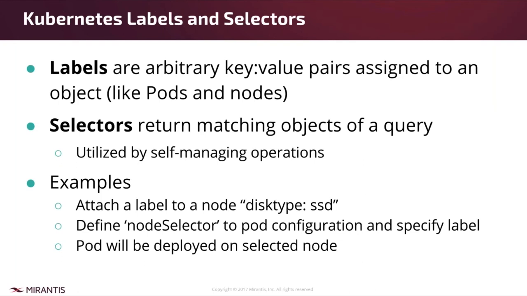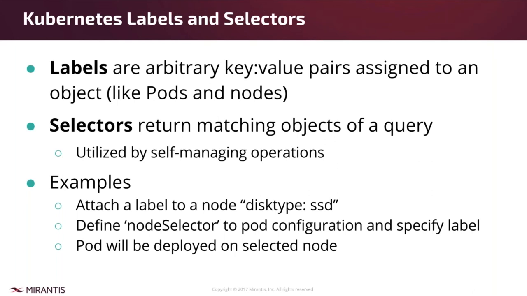In Kubernetes, you also have labels and selectors. Labels let you label your objects with an arbitrary key value pair. An object could be a pod, it could be a node, and the selectors are in charge of returning matched objects of a query. And this is heavily utilized by self-managing operations.